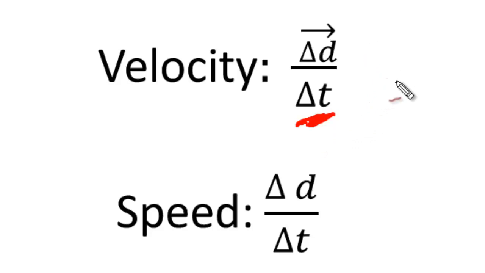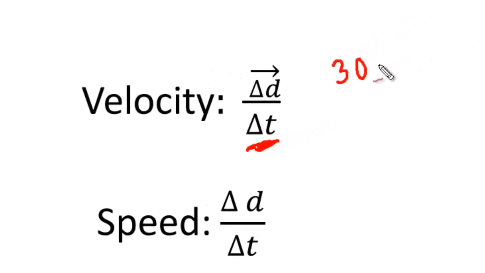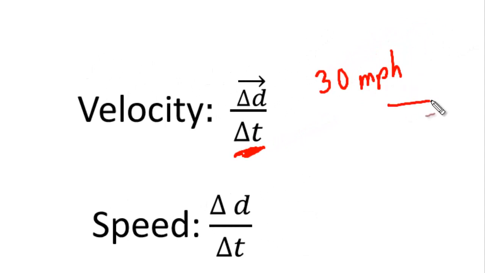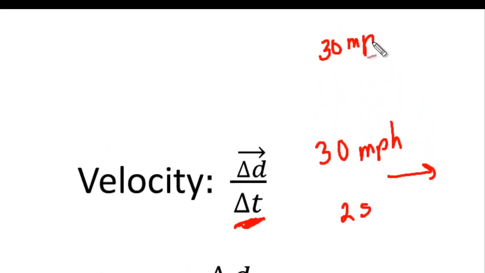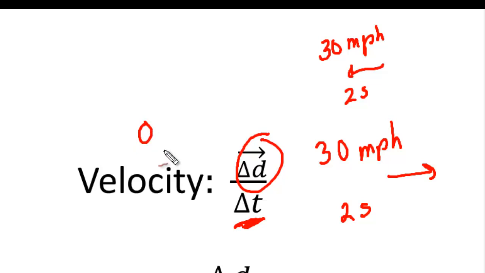Taking one more look at it, we could see we would have some strange things happening, just like we did with displacement. If you go 30 miles per hour that direction for a certain time, say 2 seconds, and then you go 30 miles per hour this direction for 2 seconds, you could find out that your displacement is 0 because you end up right back where you started from. Therefore, your velocity is 0, even though you knew you were traveling. There's that paradox, or what feels like a paradox to us, that happens.